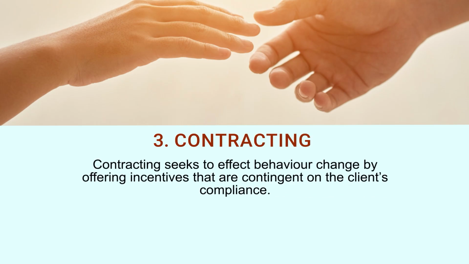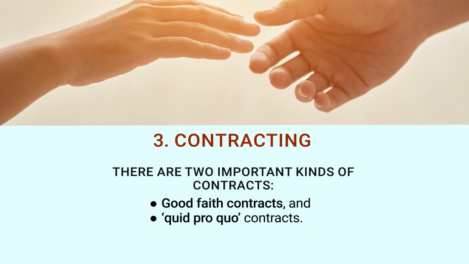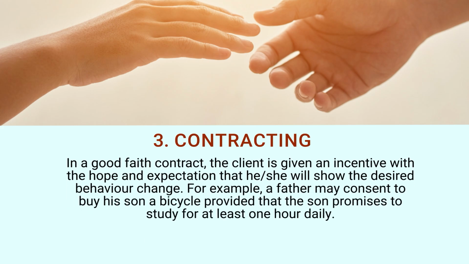Contracting seeks to effect behavior change. It causes behavior change by offering incentives which are contingent on the client's compliance. There are two important kinds of contracts, dear learners. The first one being good faith contract, and the second is termed quid pro quo contracts. In a good faith contract, the client is given an incentive with the hope and expectation that he will show the desired behavioral change.